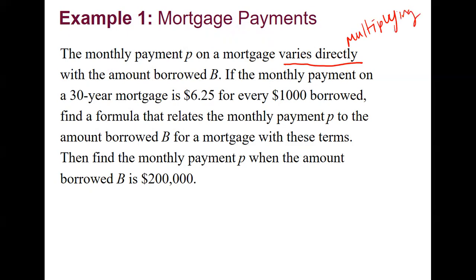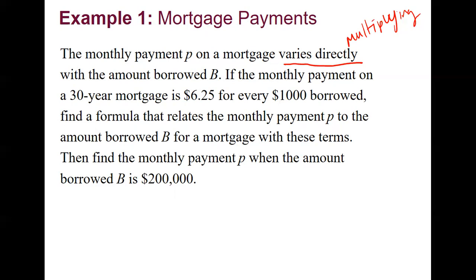All right. If the monthly payment on a 30-year mortgage is $6.25 for every $1,000 borrowed, find a formula that relates the monthly payment P to the amount borrowed B for the mortgage with these terms. Then find the monthly payment P when the amount borrowed B is $200,000.